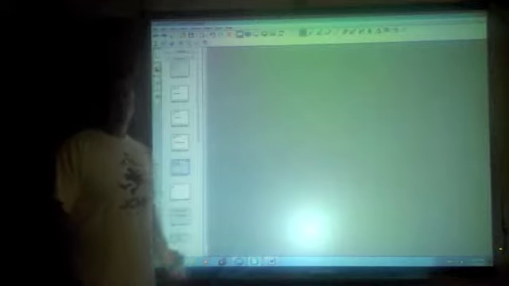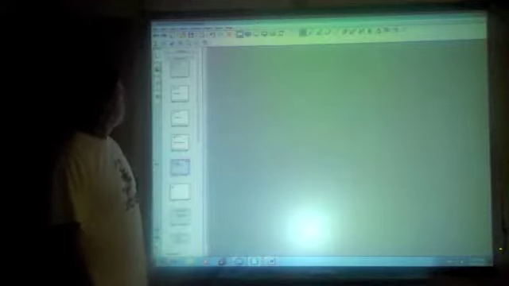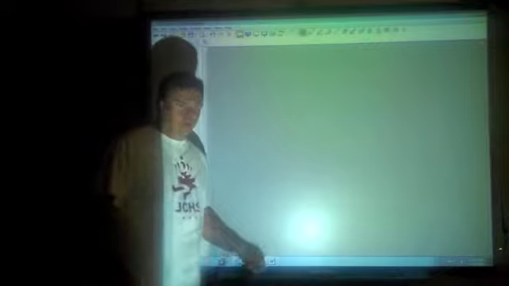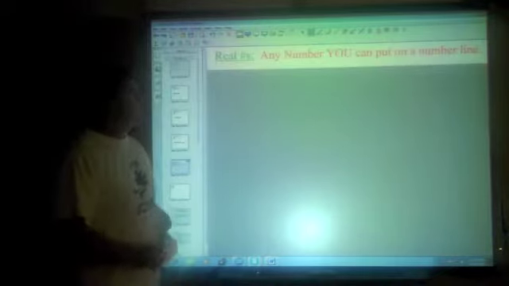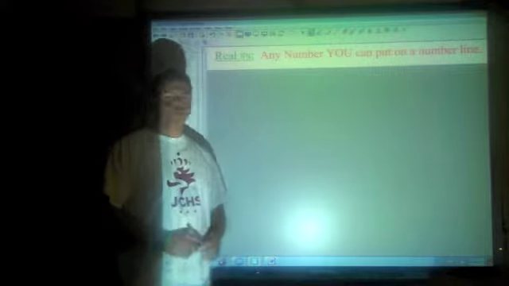Algebra lesson 2-1, 2-2, and 2-3. We have a number of words that we use to describe different types of numbers. First one we have is real numbers. Real numbers are going to be any number that you could put on a number line.